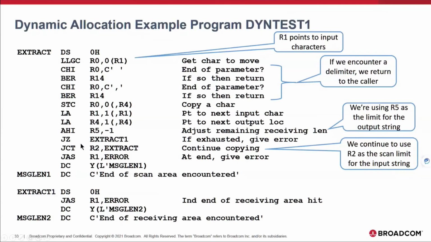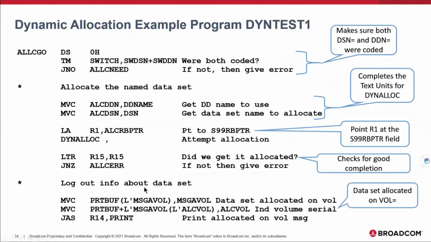And then here he does a jump on count. If there's still space left on the input, he goes back to process the next byte. Otherwise, he drops through and says, I ran out of input area. That's the gist of it.